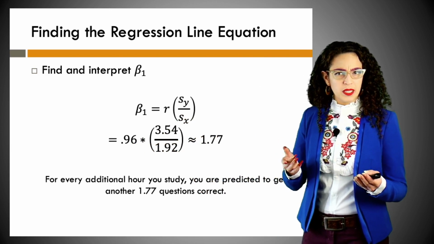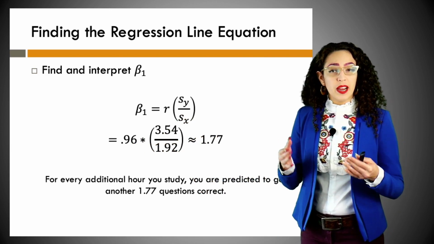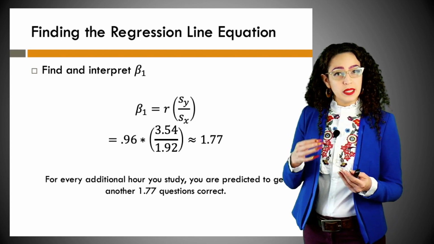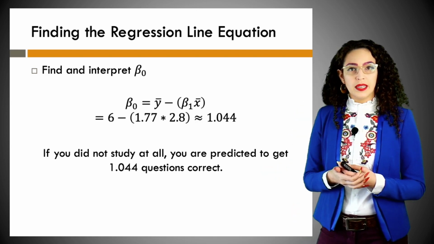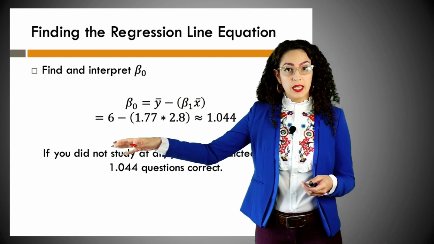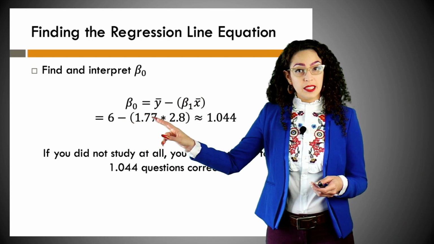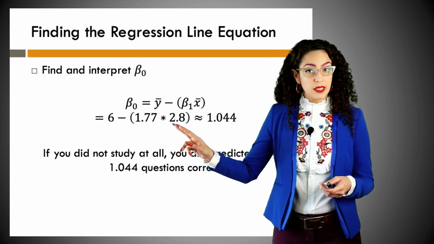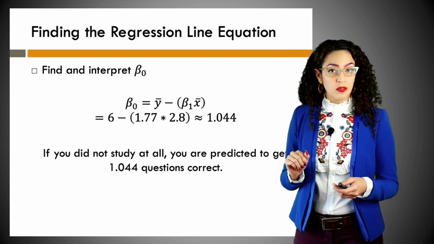So how do we interpret this? Basically, it means that for every additional hour that you study, you are predicted to get another 1.77 questions correct. Now let's go and find the intercept. We can take the average of y, which was 6, and we're going to subtract that beta 1 that we just found, the slope, times the average of x, and we end up with 1.044.